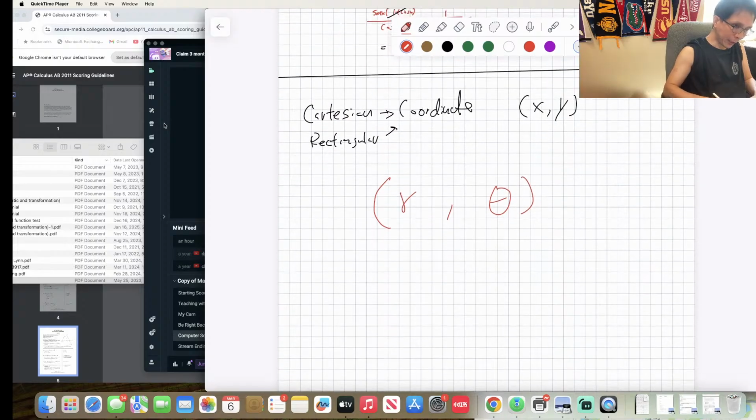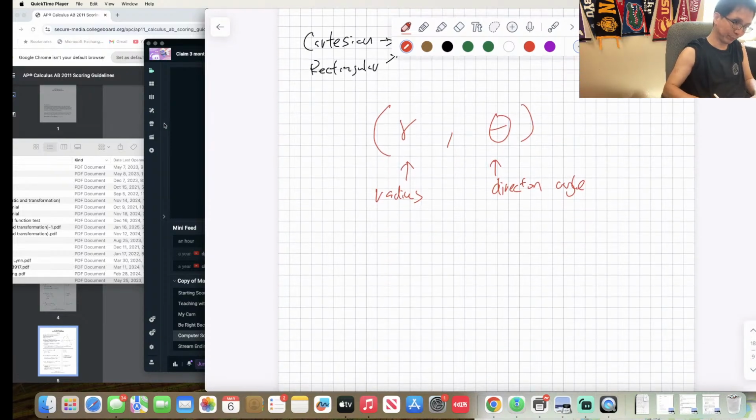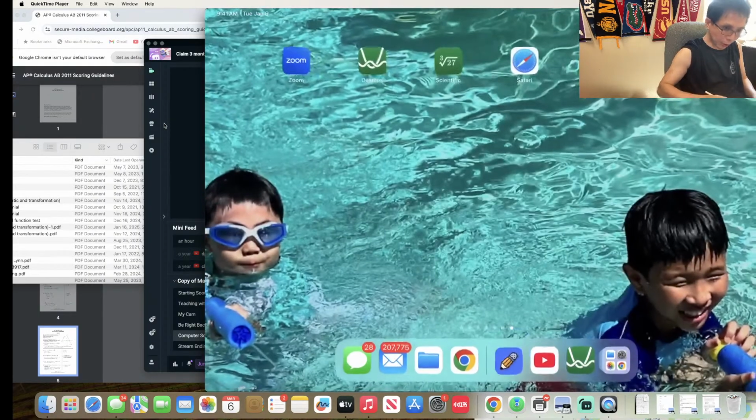Okay, so you can think about this as radius. And this is going to be the direction angle. So technically, I can have, for example, 3 comma pi over 4. What does that mean? Well, instead of rectangular, my coordinate is going to be circular. And I'll show you this on Desmos.